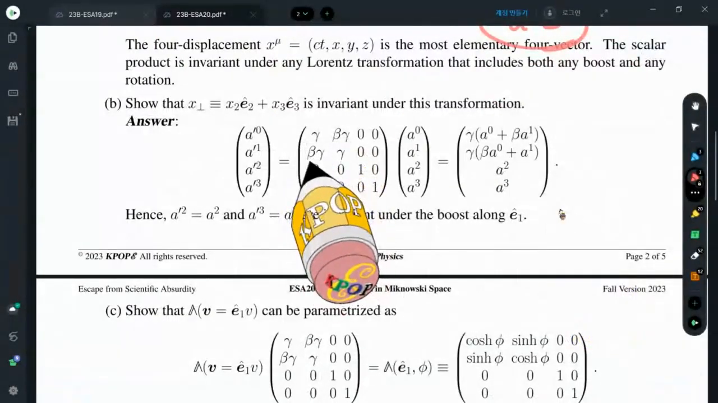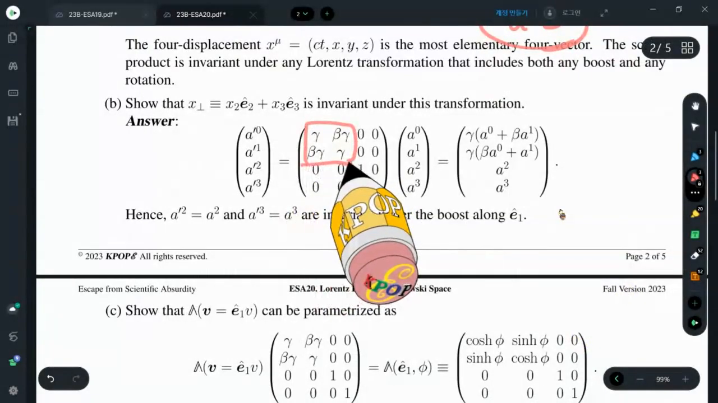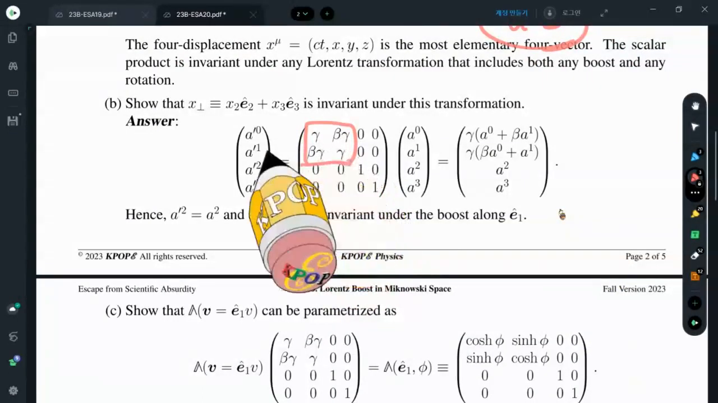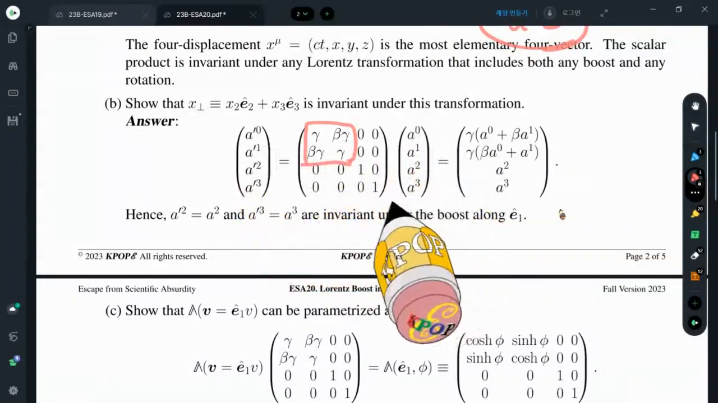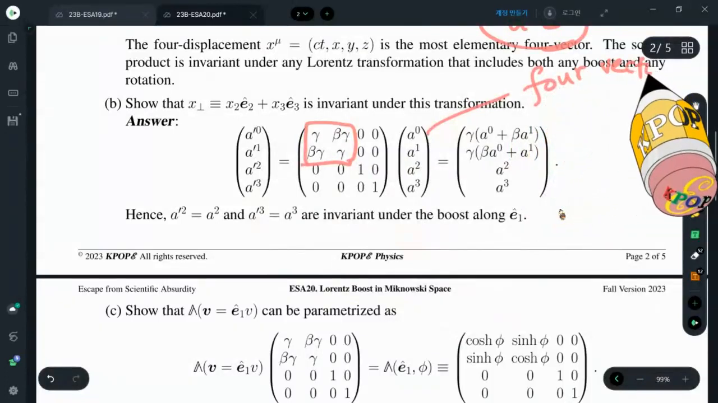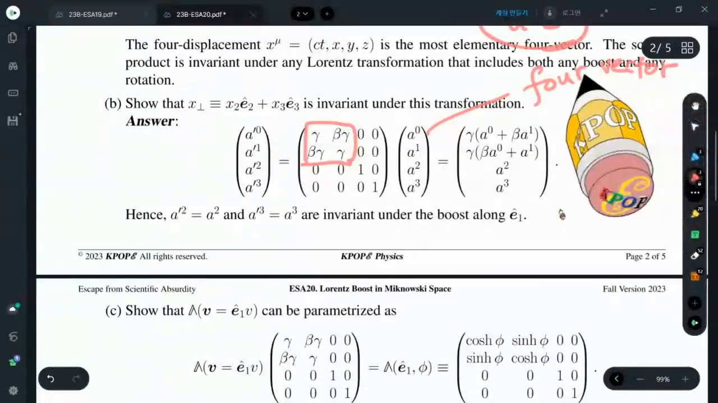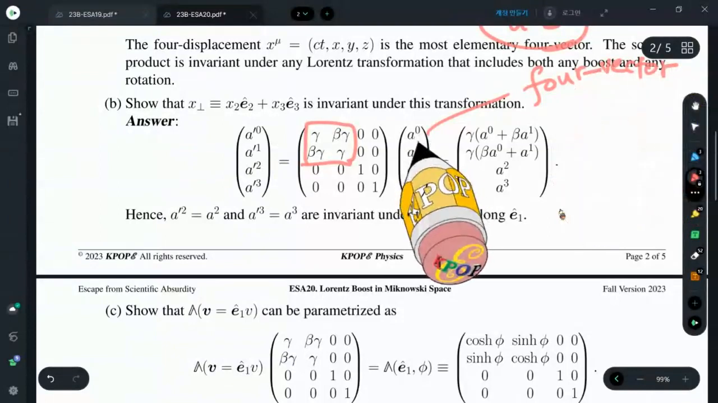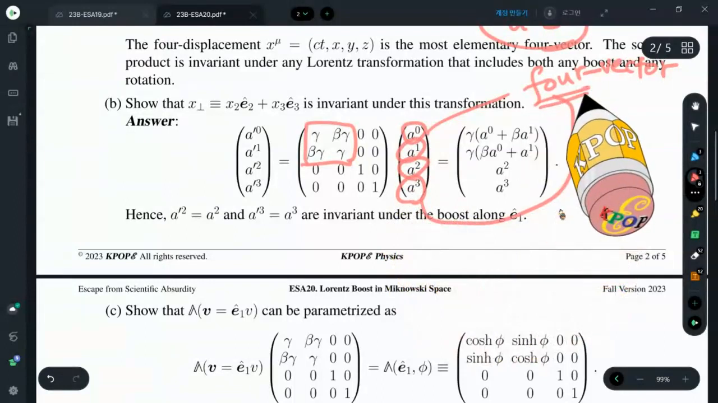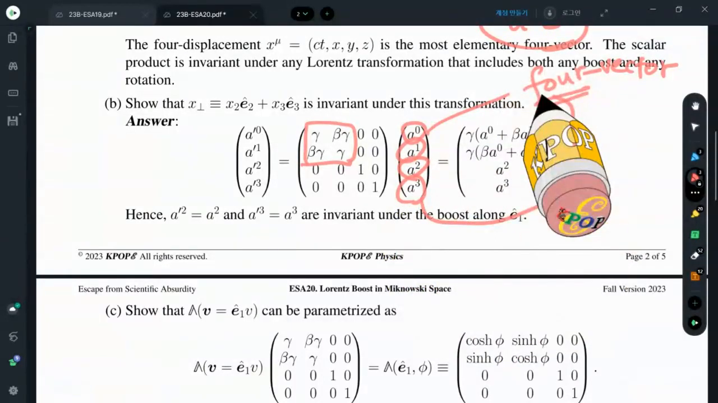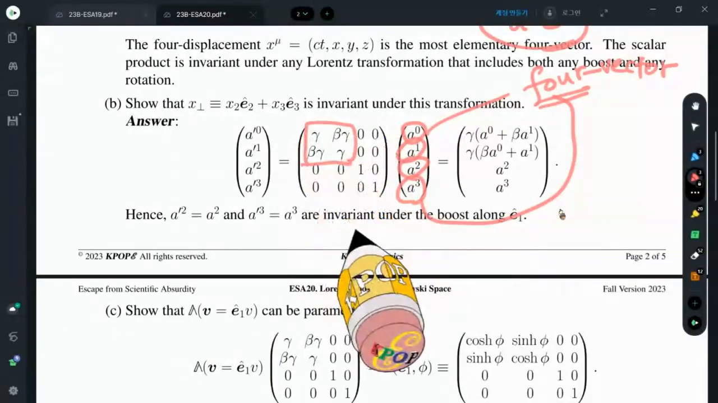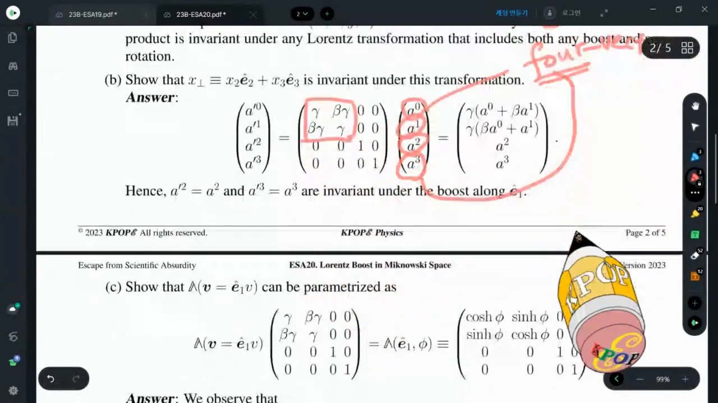Okay, let's see. Just assume this is the boost matrix. Let's see what's happening inside. You multiply this four-vector. This is called the four-vector. It's not stating four vectors. It is a four-vector because it is a vector that has four components. That's the reason why we say four-vector. The four-vector is to be multiplied by this boost matrix.